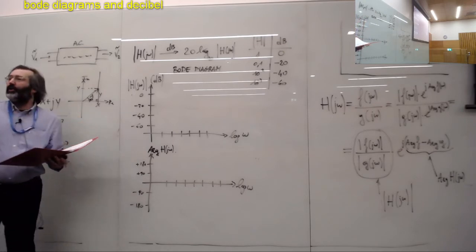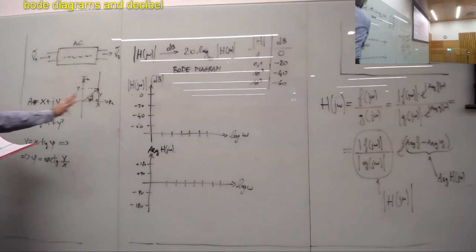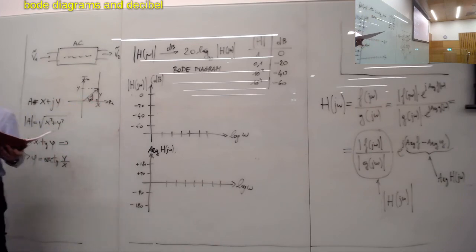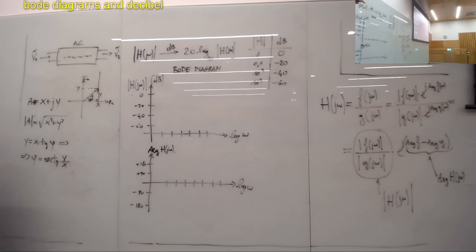So in other words, when I'm dealing with AC circuits, these two graphs contain the entire information of what my system does. We will see a couple of applications after the break.